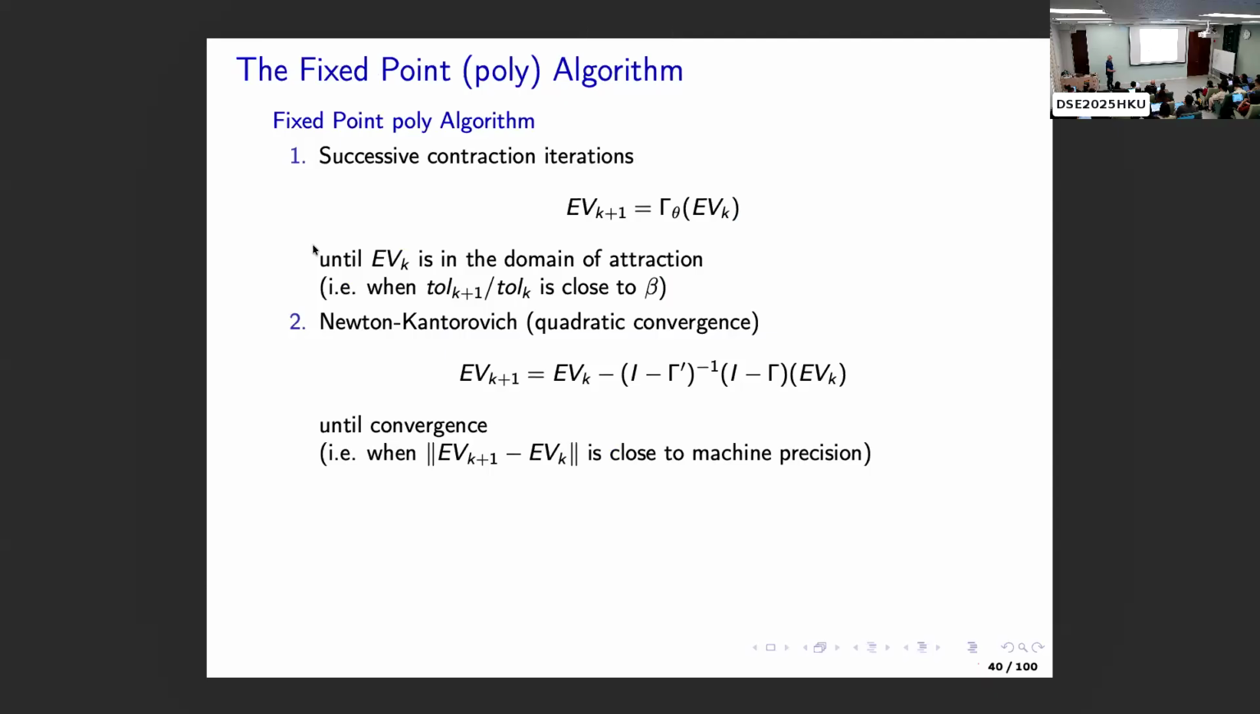Okay, that was a lot of detail. So here's the poly-algorithm: start with successive approximations, switch to Newton whenever the relative tolerance is close to beta, and then repeat until convergence. You can always go back and do more successive approximations if this doesn't work.